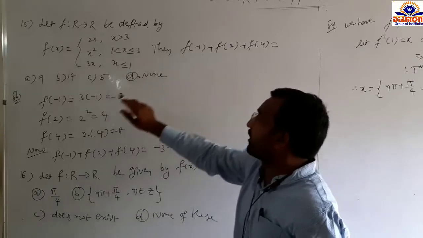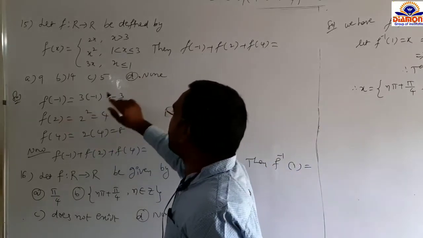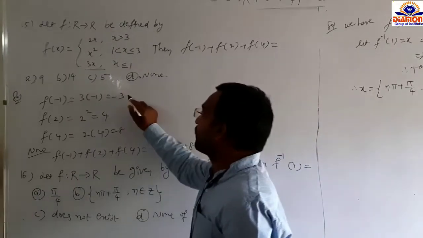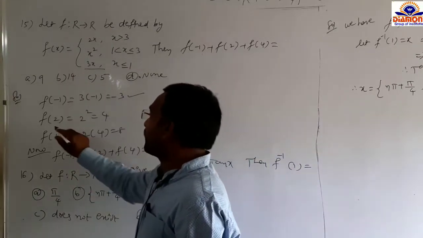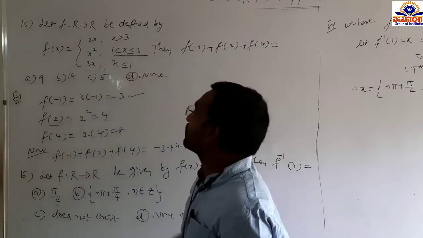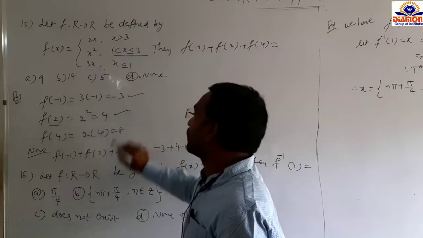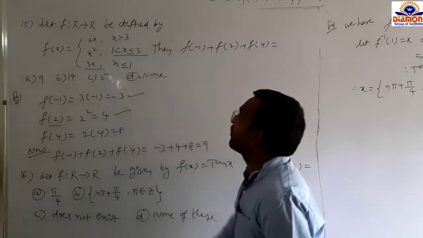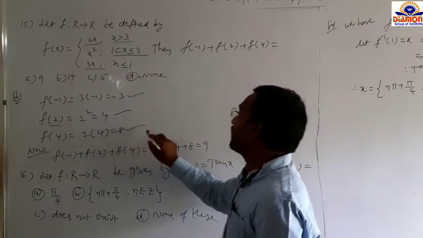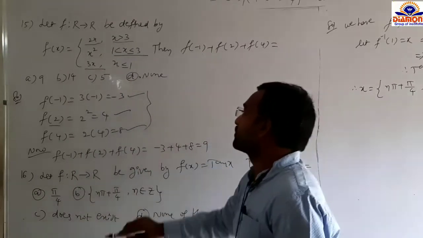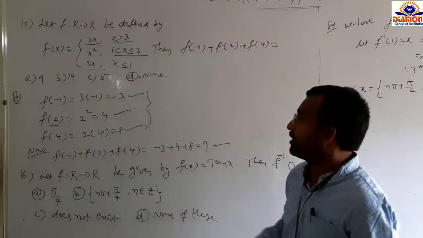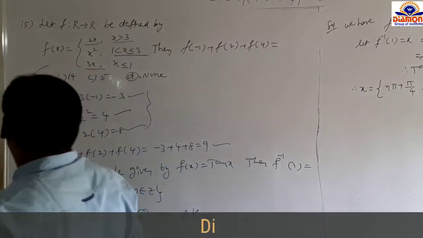For calculating f of minus 1, x equals minus 1 belongs to this last case, so 3x. 3 into minus 1 equals minus 3. Next, calculate f of 2. So 2 belongs to the case 1 less than x less than or equal to 3. So 2 squared equals 4. Next, f of 4. So x is greater than 3. In this case f of x equals 2x. So 2 into 4 equals 8. Add these three values: minus 3 plus 4 plus 8 equals 9. So the option is A.